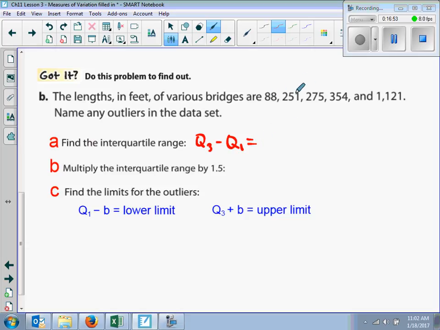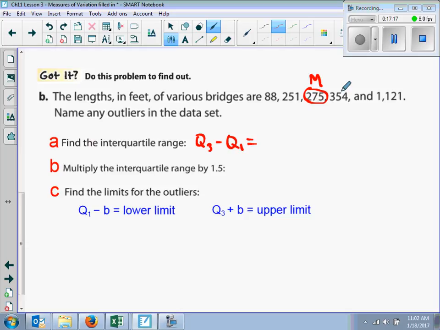So the median is the middle number here. So 1, 2, 3, 4, 5. We have 5 numbers. How many middle numbers are we going to have? Just 1, right? 5 divided by 2 is 2. So the third number is the middle number, right? So the third number, 1, 2, 3. There is my median. So now we're not going to use this anymore.